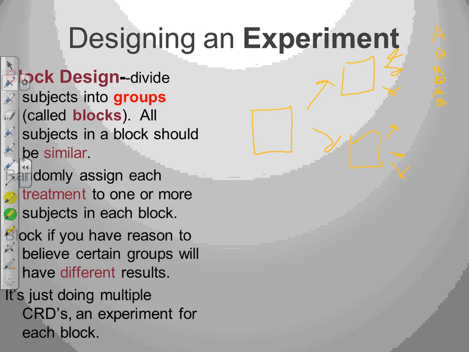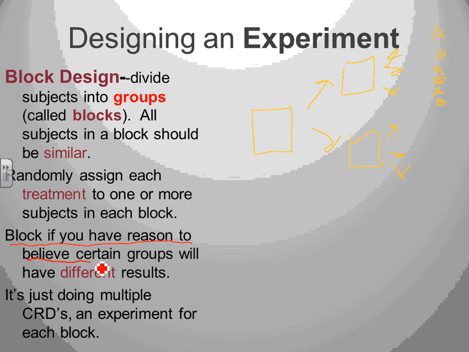It says you're going to use block if you have reason to believe certain groups will have different results. This is important. So if you believe that maybe males are going to respond differently to your treatment than females, go ahead and block. That way you can compare and conclude different things. If you think older people relative to younger people are going to have different results, then you should be blocking instead of just randomly applying the treatments from the start.